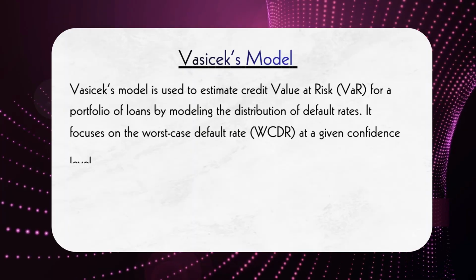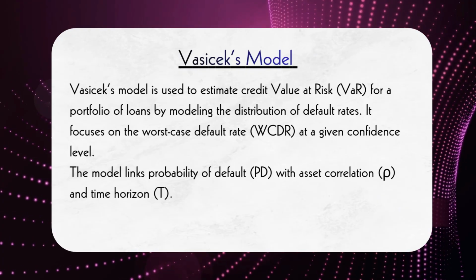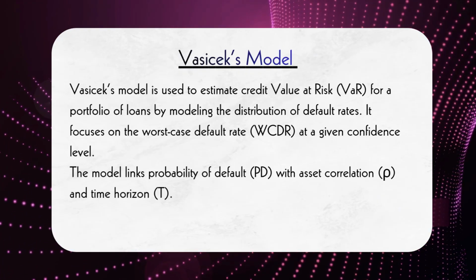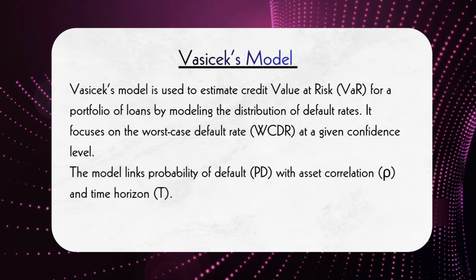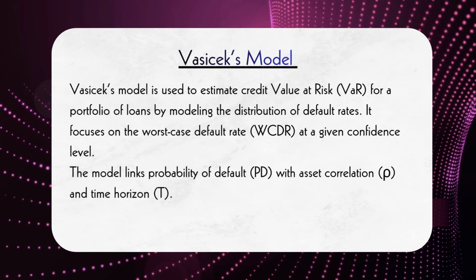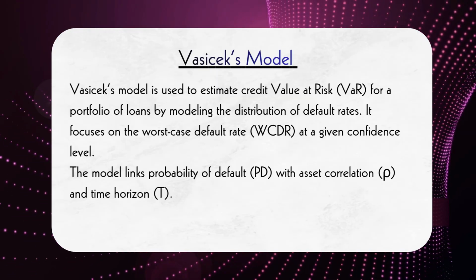Today, we are going to understand credit VaR models, starting with Vasicek's model, which is one of the most important models under the Basel IRB approach. Vasicek's model uses a Gaussian Copula framework to estimate the worst-case default rate at a given confidence level. In simple terms, it tells us how bad defaults can get in extreme conditions.